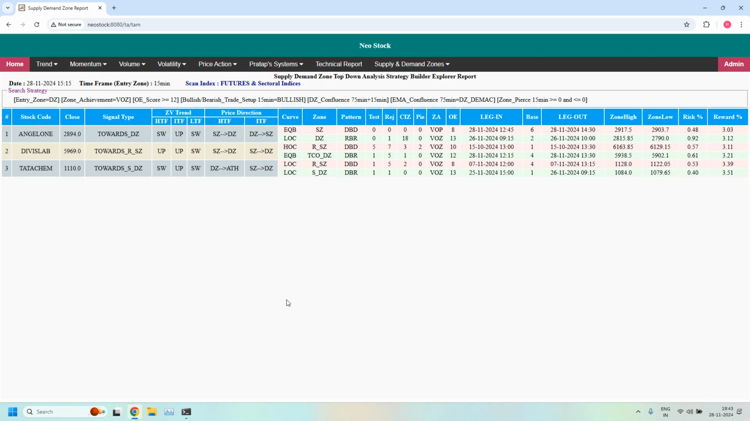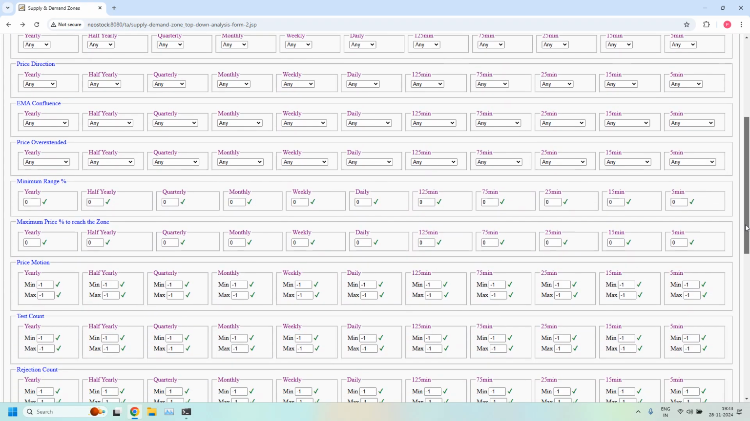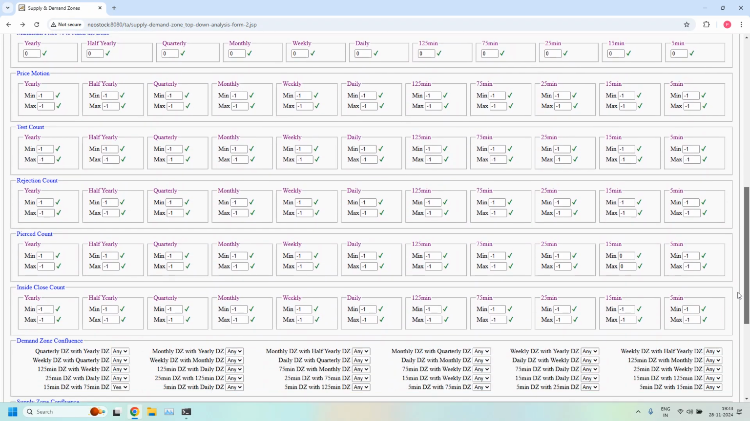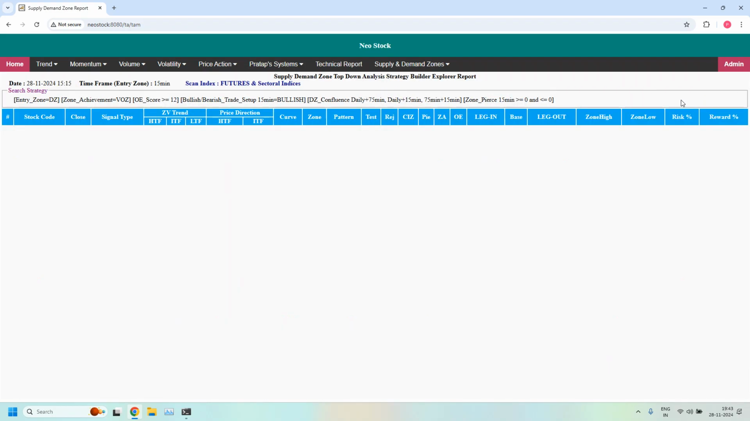Next, let us look for LTF, ITF, HTF demand zone confluence. First, we need to remove EMA filter. Next, in the demand zone confluence, we need to set 3 filters. The first filter is already enabled, 15 minutes demand zone with 75 minutes demand zone confluence. Second filter is 15 minutes demand zone with daily demand zone confluence. Third filter is 75 minutes demand zone with daily demand zone confluence.